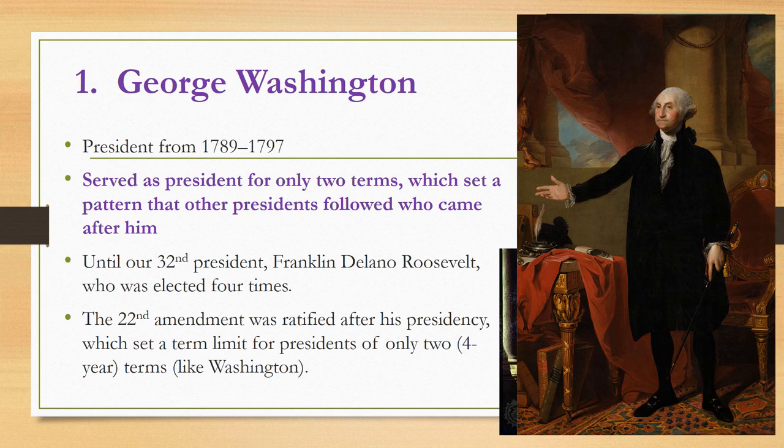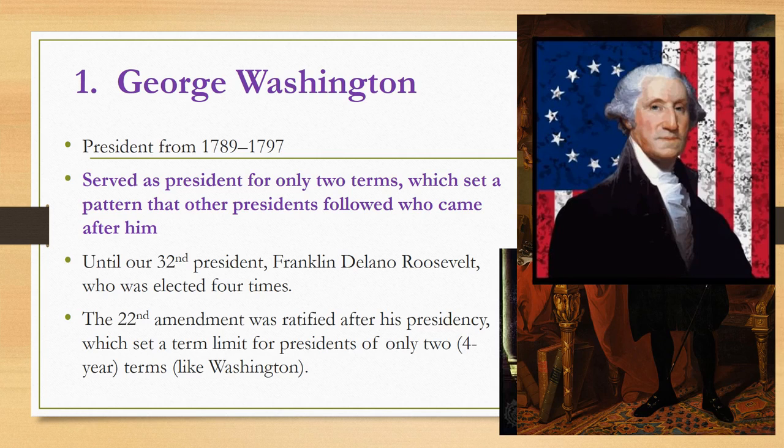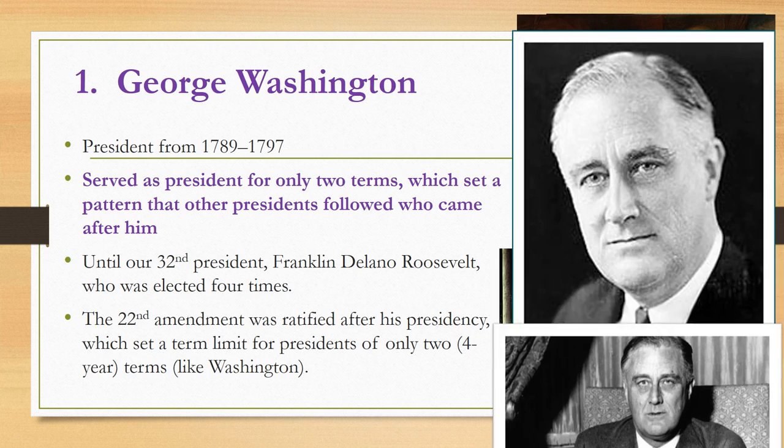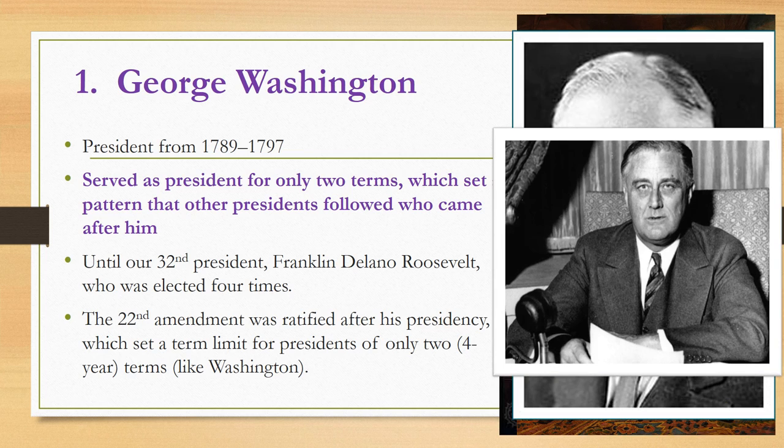It wasn't until our 32nd president, Franklin Delano Roosevelt, that this precedent changed. He was elected 4 times. After he was president, the 22nd Amendment was ratified, which set a term limit for presidents of only 2 4-year terms, like George Washington.